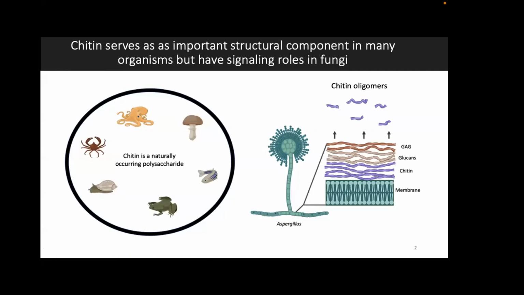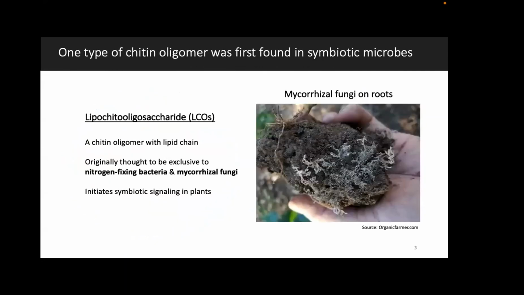And one of my favorite chitin oligomers is called the lipocyto-oligosaccharide. Like the name suggests, it is a chitin oligomer with a lipid chain attached.